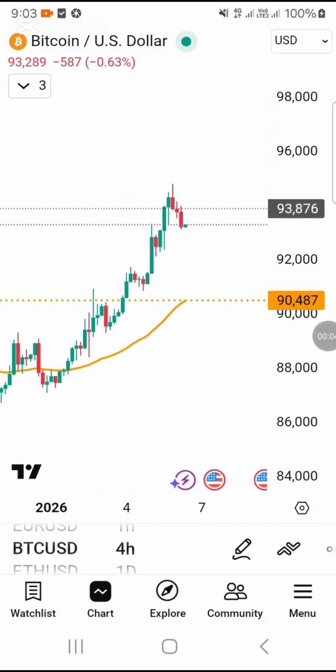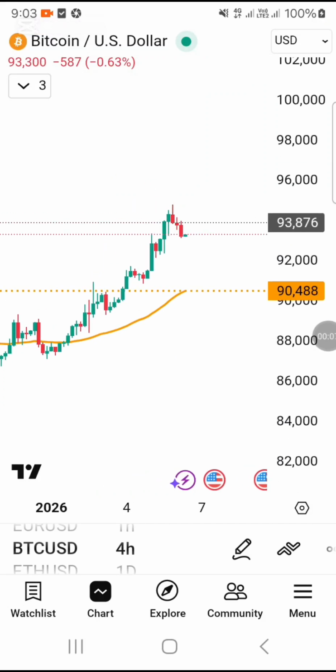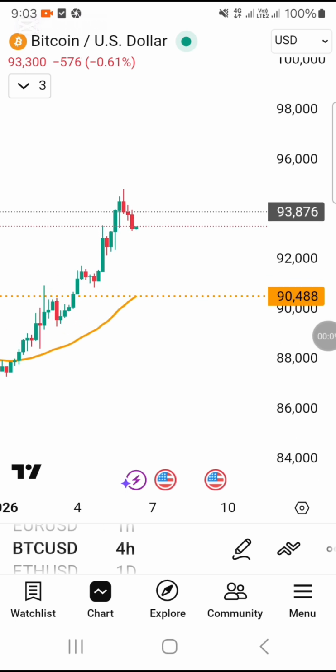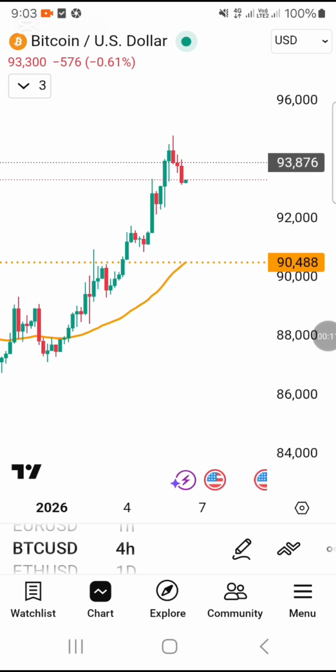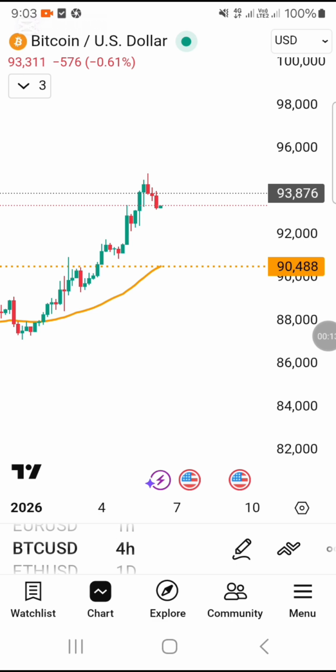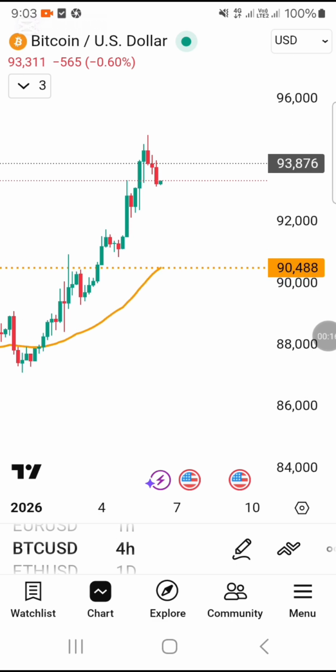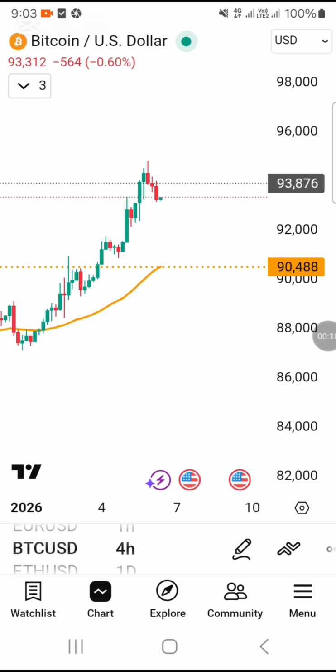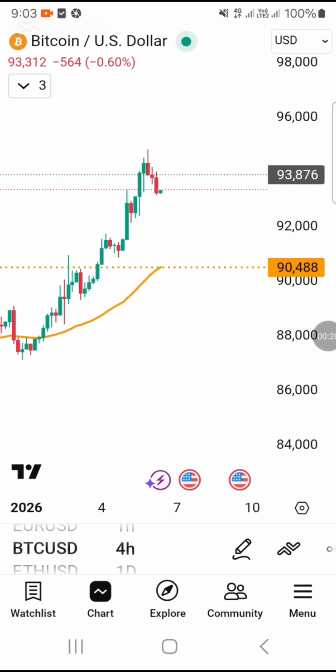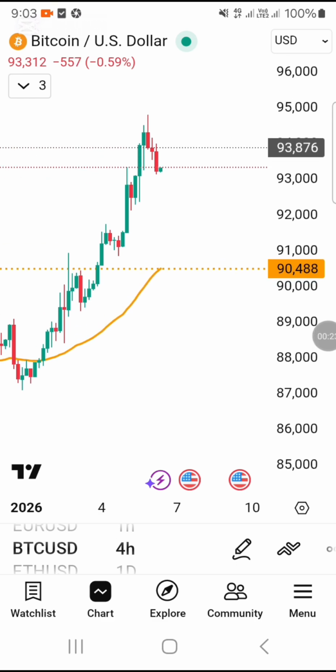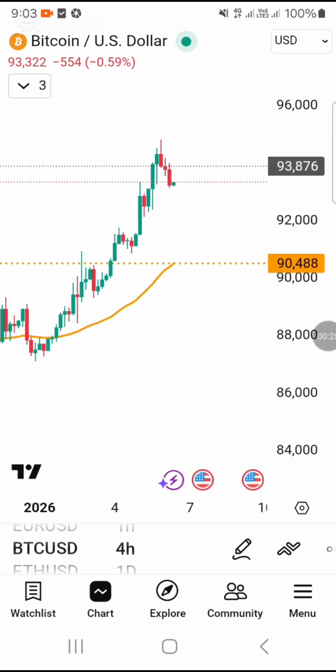In today's lesson, I'll be teaching you how to spot out support and resistance using 50 moving average, because a lot of traders don't know how to spot out support and resistance. So this lesson is going to help you a lot. So listen carefully as I teach you how to spot out support and resistance using 50 moving average strategy.